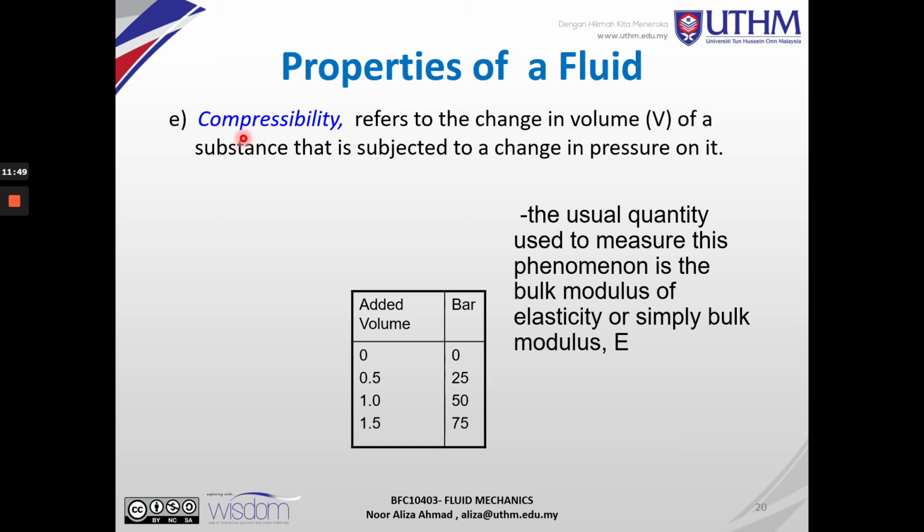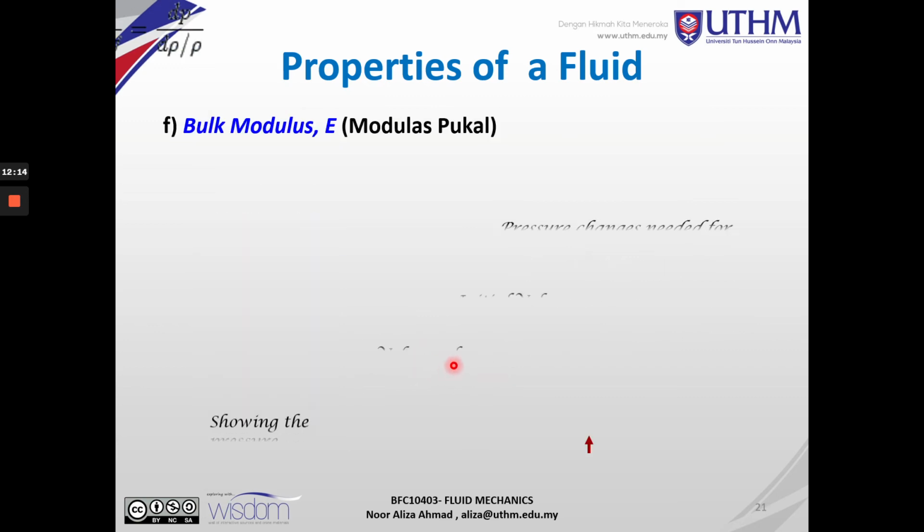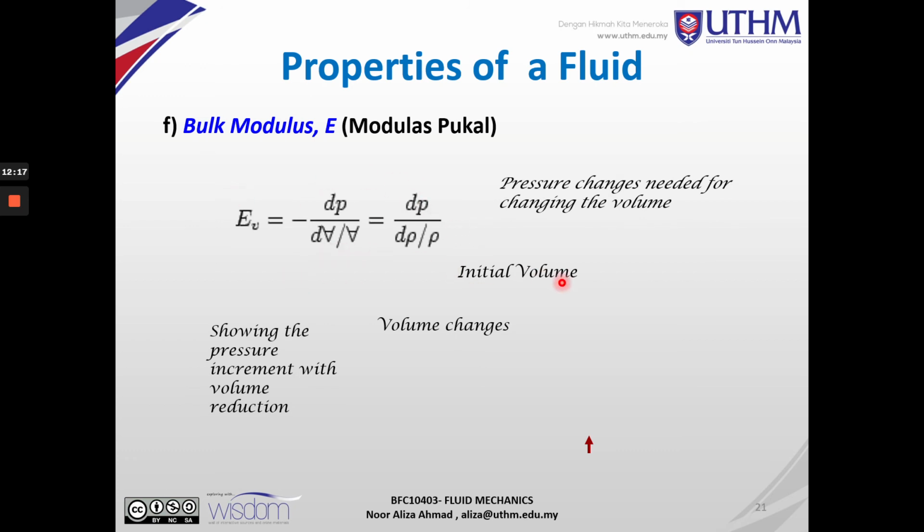Okay, properties of fluid. Compressibility refers to the change in volume that is subjected to a change in pressure on it. The usual quantity used to measure the phenomenon is the bulk modulus of elasticity, or simply bulk modulus E. So we use this equation. dP over dV over V is the pressure change needed for changing the volume, this is the initial volume, this is the volume change, and it shows the pressure increment with volume reduction.